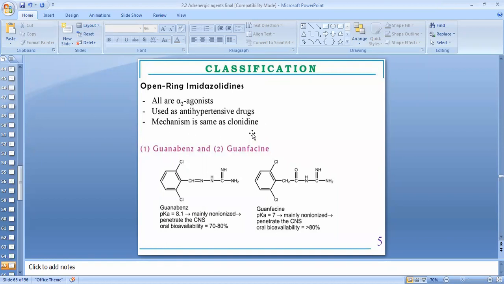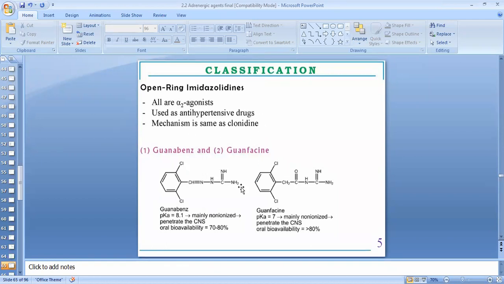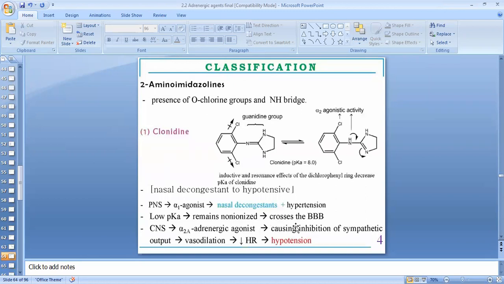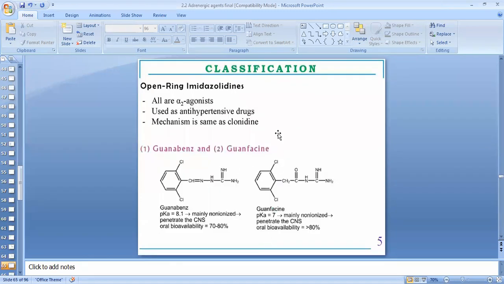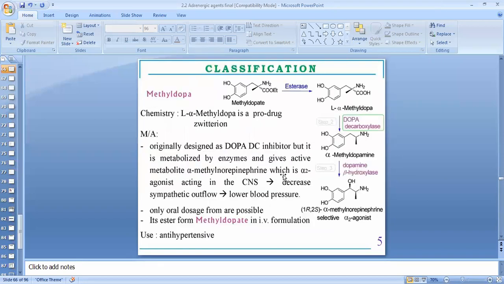The mechanism is the same as that of clonidine. If we look at the mechanism of clonidine, it causes vasodilation and decreases heart rate. So same here, they are going to treat the situation in the same way by vasodilating the blood vessels.